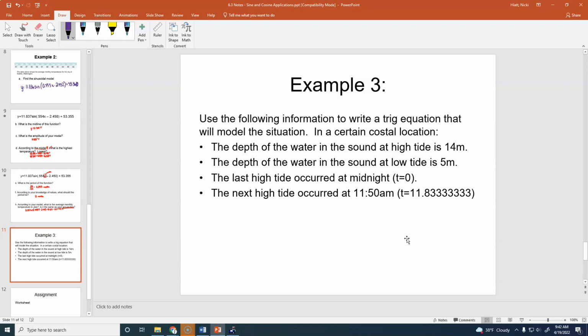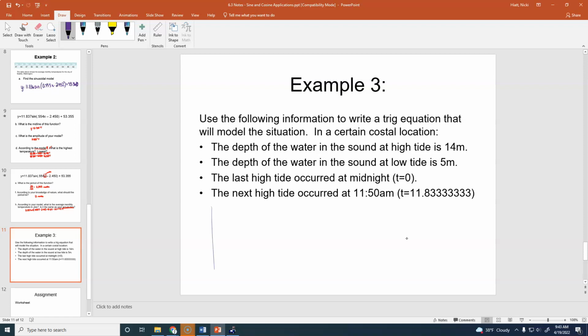So, in a certain coastal location, the depth of the water in the sound at high tide is 14 meters. The depth of the water in the sound at low tide is 5 meters. The last high tide occurred at midnight, t equals 0. The next high tide occurred at 11:50 a.m., t equals 11.833333 there. So, we have to write an equation for this situation.